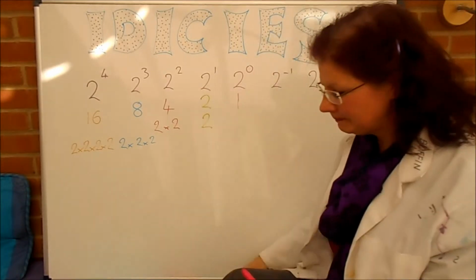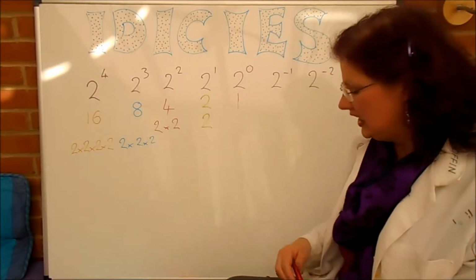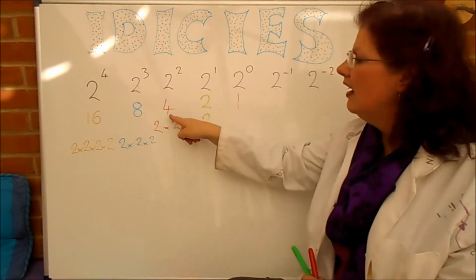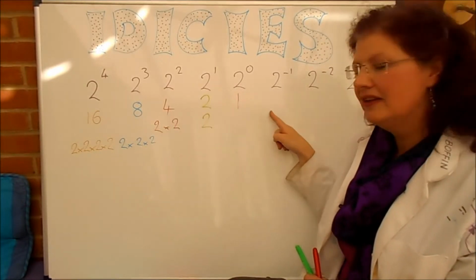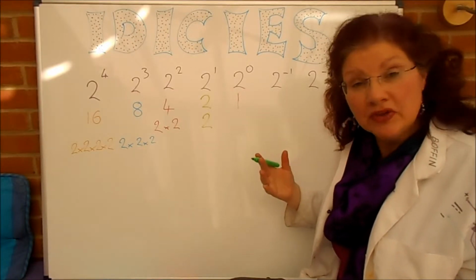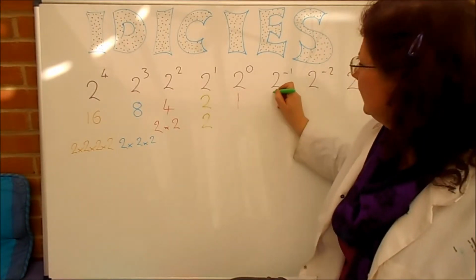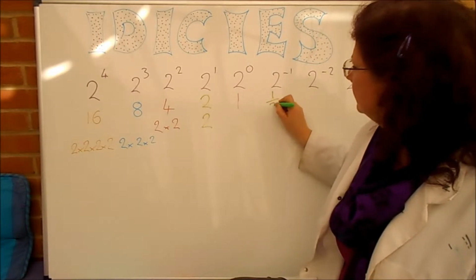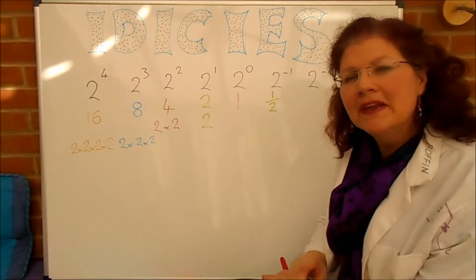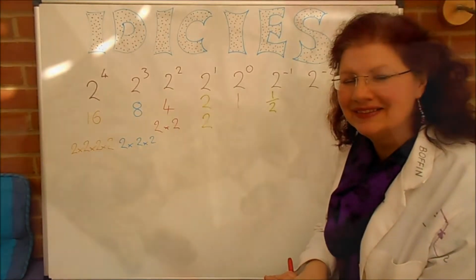Kind of makes sense. Now, here's where it starts getting juicy. Let's continue the pattern, okay? Halve it, halve it, halve it, halve it. What's the next one? Well, it must be a half. You could say 0.5, but I'm going to write it as a fraction. You'll see why in a minute. Right, pause the video and fill in the next 2, please.